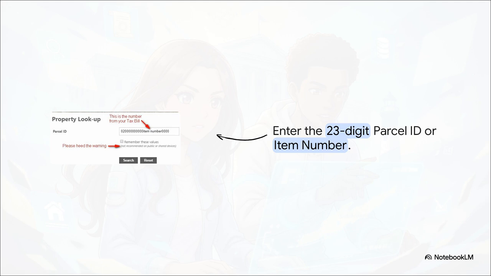Oh, and a quick troubleshooting tip. If you ever run into technical errors, or maybe the site is just temporarily down, a great workaround is to reach out directly to your local town assessor's office or the Suffolk County Clerk's office. They're located right in Riverhead or Hauppauge.